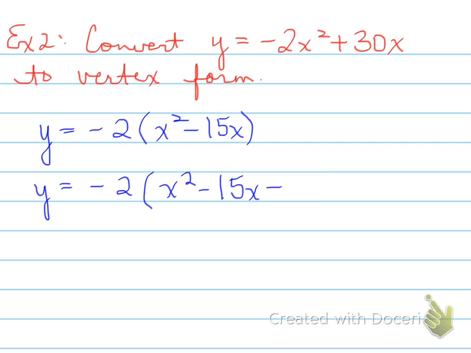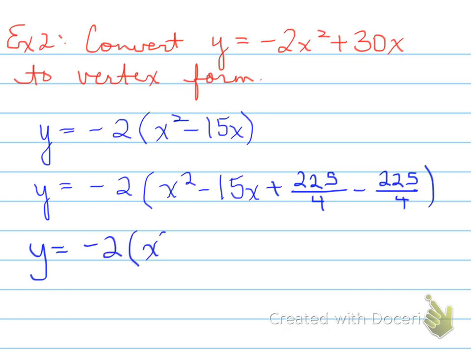So let's do that again. What we're looking at is it's going to be x, this 15 is divided by 2 and squared. So we're going to have plus 225 over 4. And we're going to minus 225 over 4. And next step is to kick out the negative twin. And we're going to do that here. So plus 225 over 4 minus 225 over 4. And don't forget to give back the negative twins.